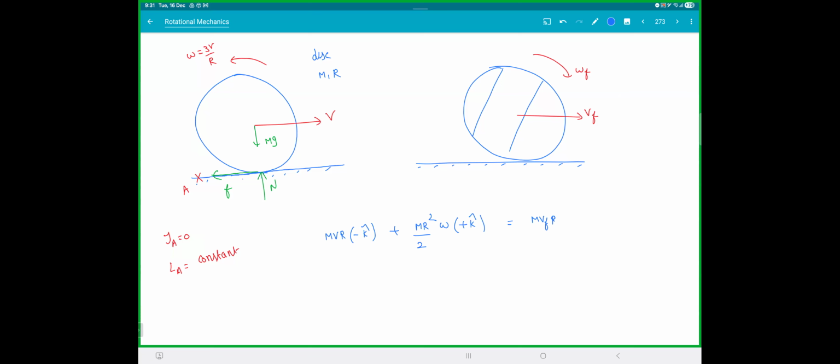This is MV final R minus Kcap. MR square by 2 omega final minus Kcap. You got everything. Substitute here. This would be minus MVR plus R omega is 3V, so this is 3MRV. This is MV final R minus MV final R by 2. You're getting a minus sign. V final is equal to minus 4V by 3. I got 4V by 3.